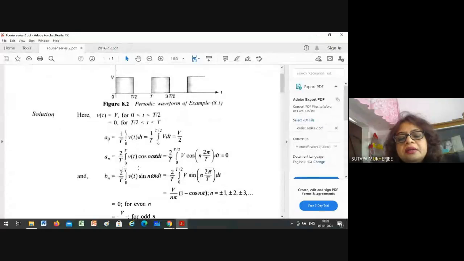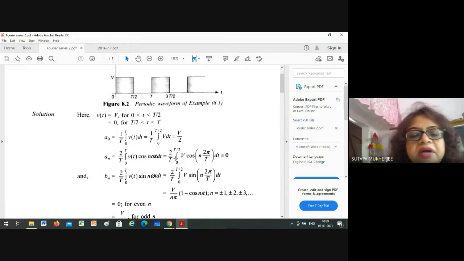The formula for an is 2 by T, integral 0 to T, f(t) cos n omega t, and v(t) is equal to V here. Within the limit 0 to T by 2, it is very clear that the value will exist, that is V. After doing the integration and putting the limit, you have got the value an equal to 0.